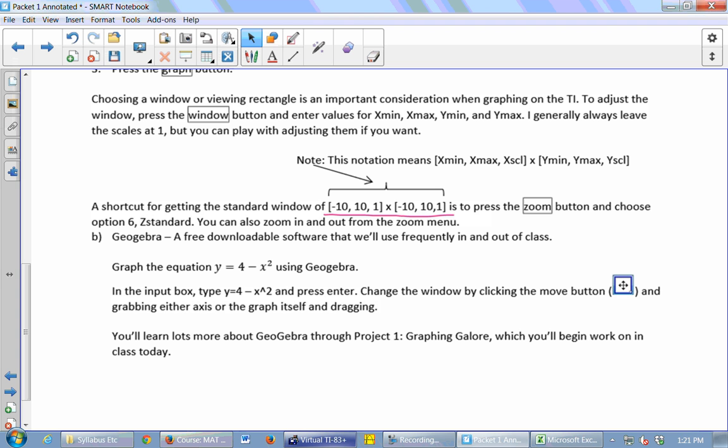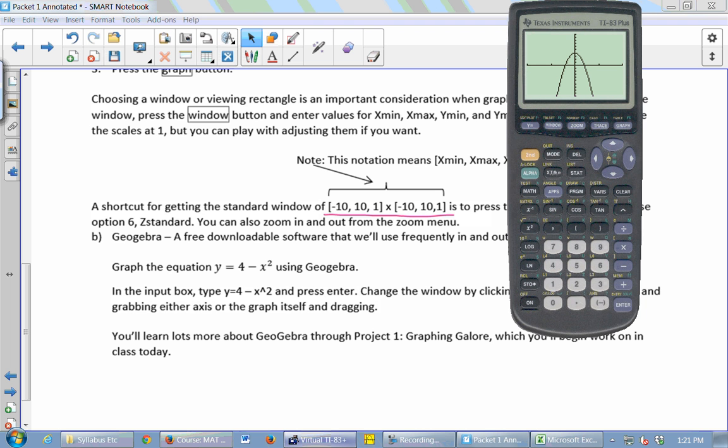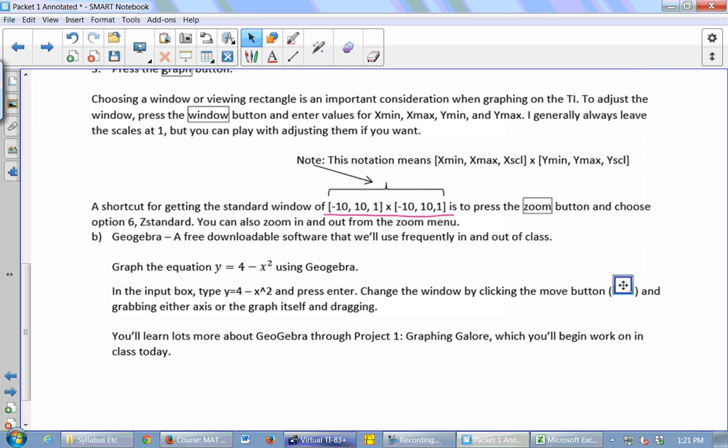Okay, so a quick way to get the standard window, -10 to 10, -10 to 10, scale of 1, is to use Zoom option 6, ZStandard, Zoom Standard. And it gives you the standard viewing window. It's just a quick way to get it. All right, so that's the very basics of how to create a graph in your graphing calculator.